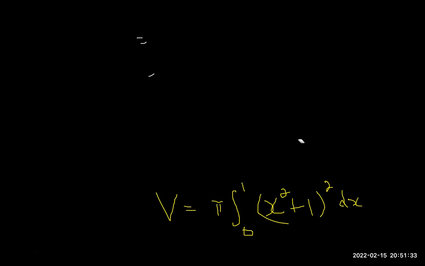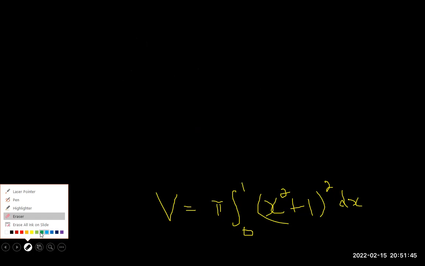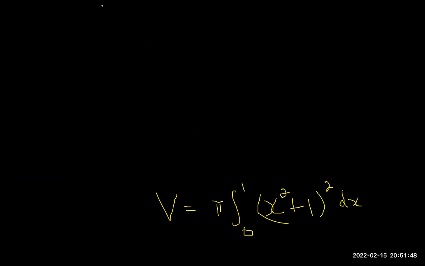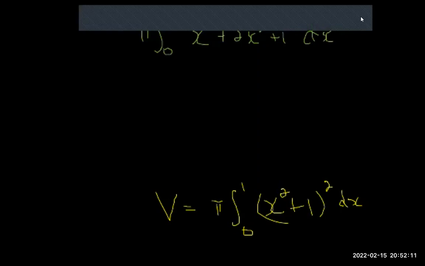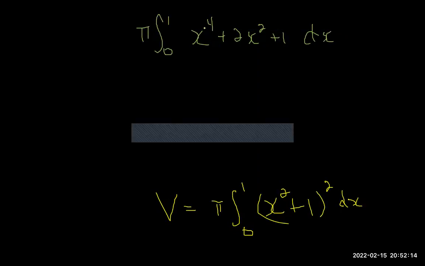Why am I expanding the brackets? Because it's x squared plus 1, all squared, and the rule that I showed you isn't applicable here, because it is x squared instead of just x, right? So you need to expand the bracket, just like we did just now. So what I really have here is pi by the integral, my upper limit is 1, lower limit 0. When I expand this bracket, I'm going to get x to the 4 plus 2x squared plus 1. And now I have the expression in a form that I can actually integrate.